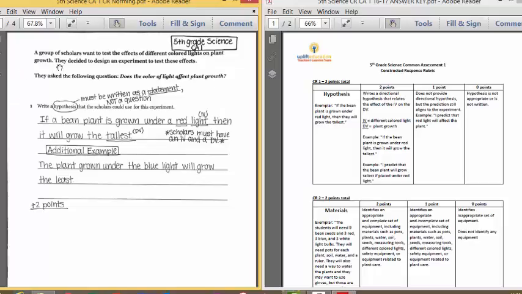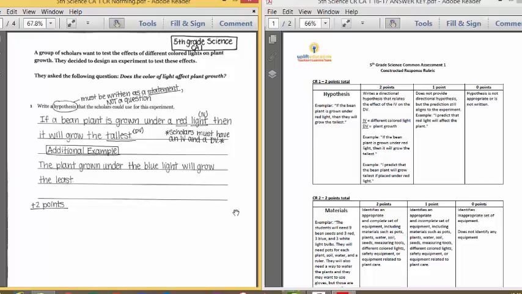Question number 1 asks them to write a hypothesis. Keep in mind that a hypothesis must be written as a statement, not as a question, as the question's already given up at the top. There are a couple examples here. One is, if a bean plant is grown under a red light, then it will grow the tallest. Another example might be the plant grown under the blue light will grow the least.